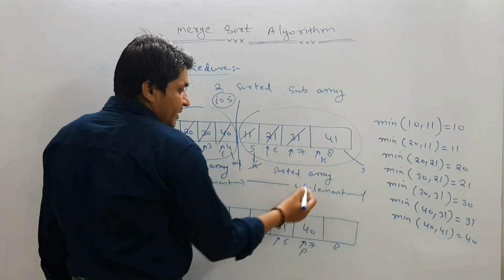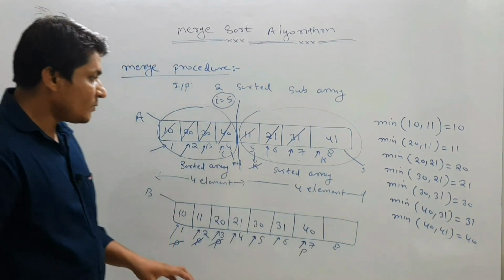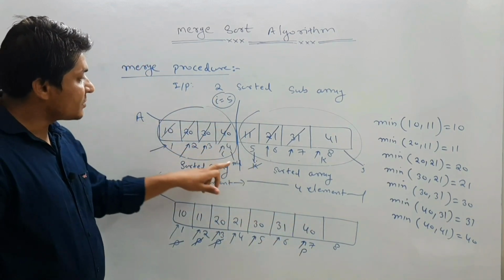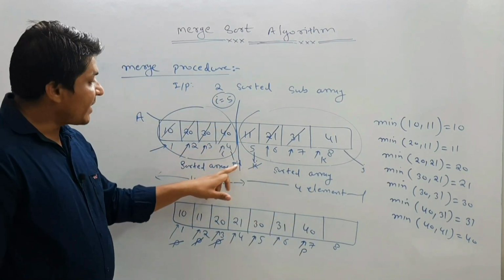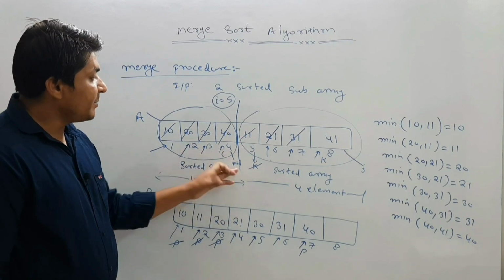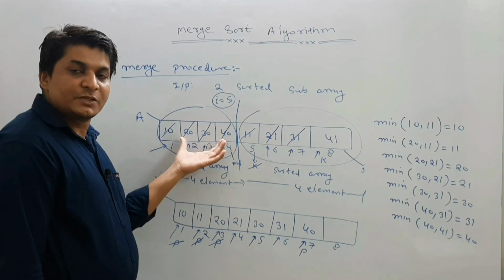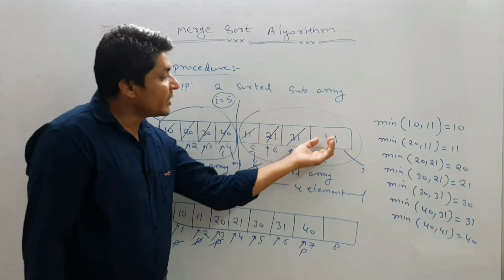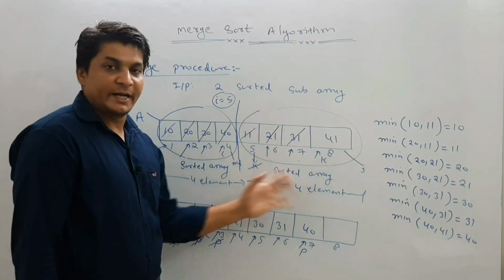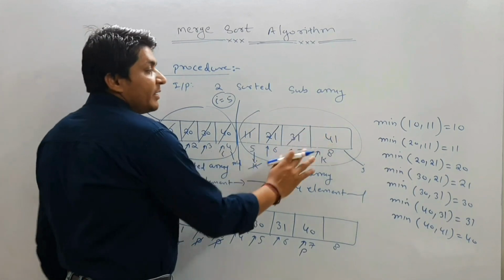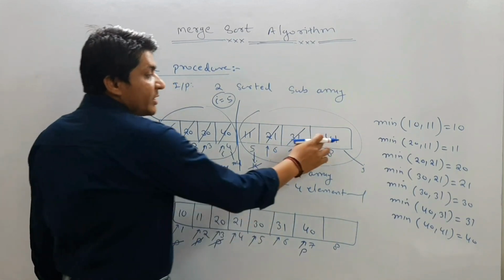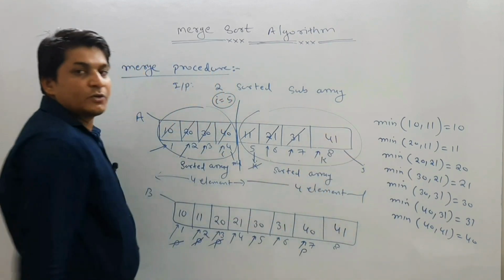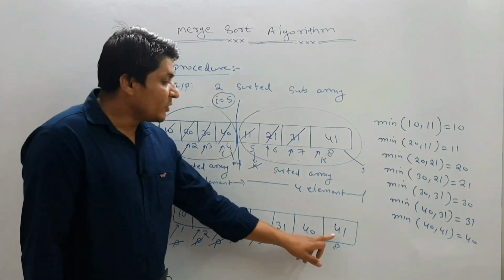Now what does it mean? In this case, if i is equal to 5, it means i has already crossed the first array limit. If i has crossed the first array limit, it means this first array is already copied into this array. The remaining array is already sorted, so you can simply copy the elements from the second array. You don't need to make any other comparison. So you can simply copy 41 here, because that element is already a sorted array element. So 41 will be copied as it is.